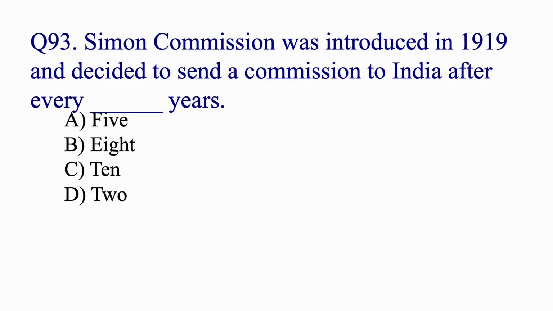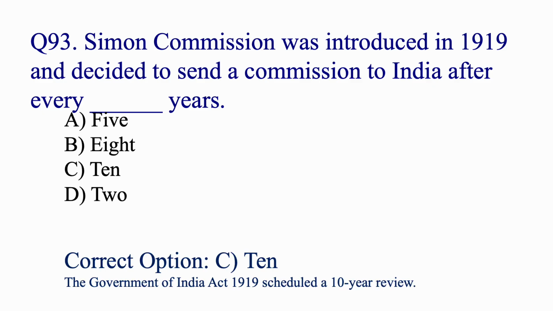Simon Commission was introduced in 1919 and decided to send a commission to India after every dash years. 10 years. It was introduced in Government of India Act 1919 and scheduled to review it after 10 years.